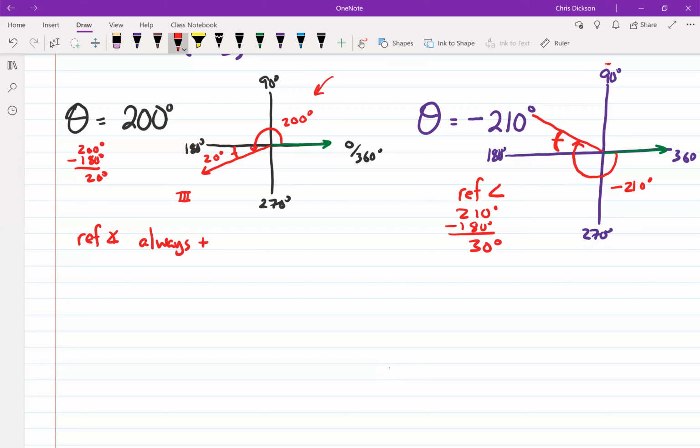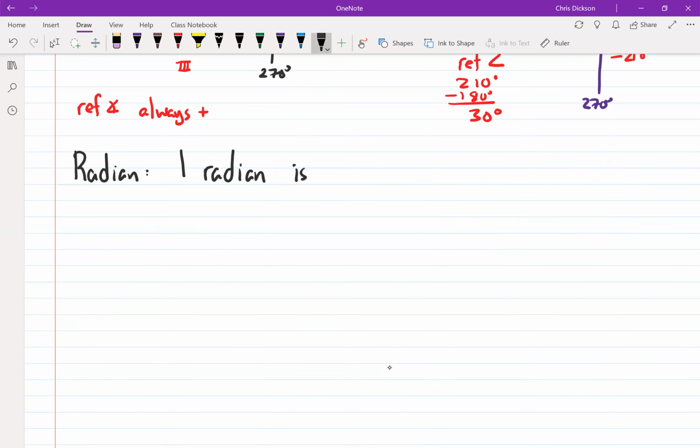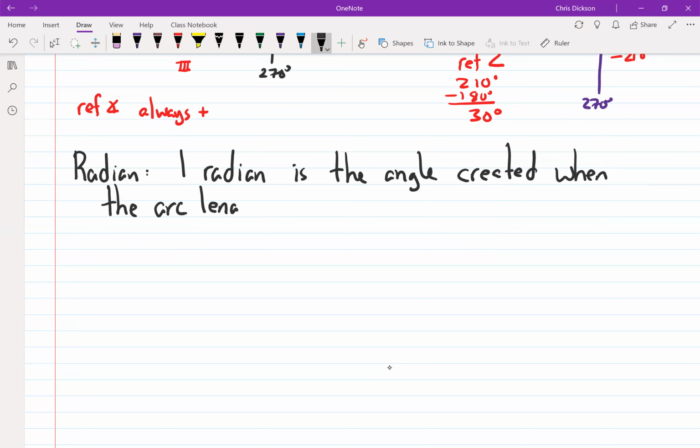Okay, so here we're going to take a look at our radian definition again. So 1 radian is the angle created when the arc length is equal to the radius of the circle.